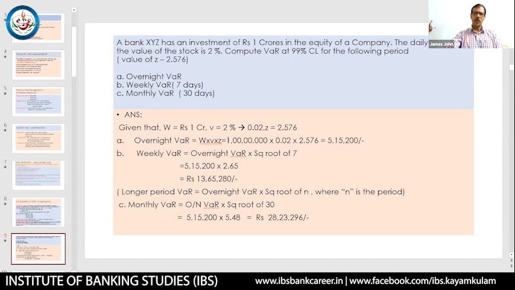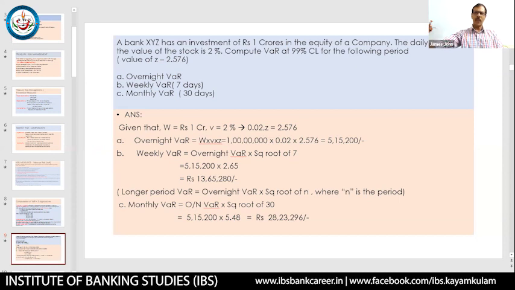Now next question B is weekly, find weekly VaR. So what is the formula for weekly VaR? You have calculated the overnight VaR. And for weekly VaR, it is overnight VaR into square root of the days. Therefore here overnight VaR is 5,15,200 and then multiply with root of 7. And root of 7 is 2.65. You will get the answer as 13,65,280.